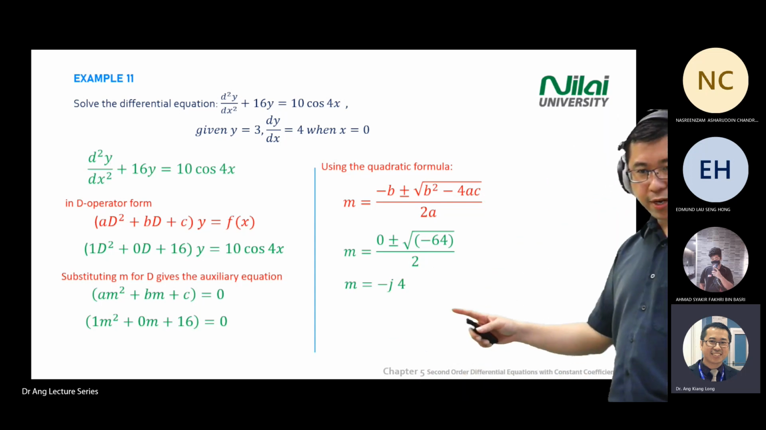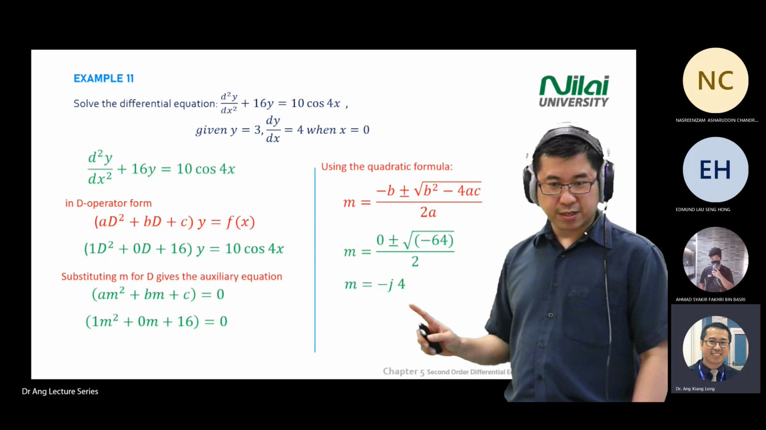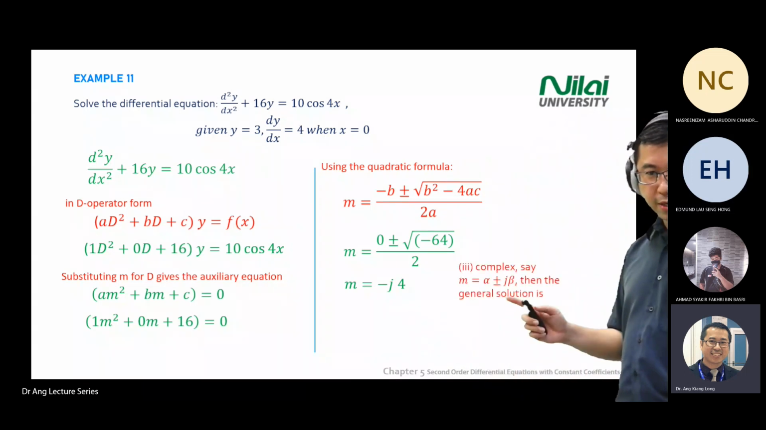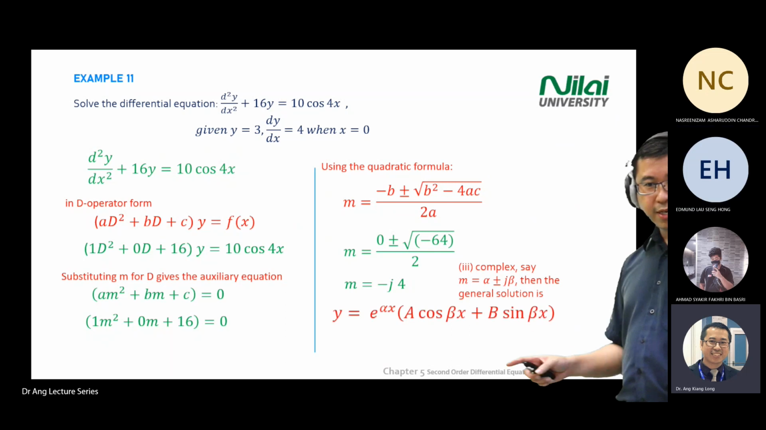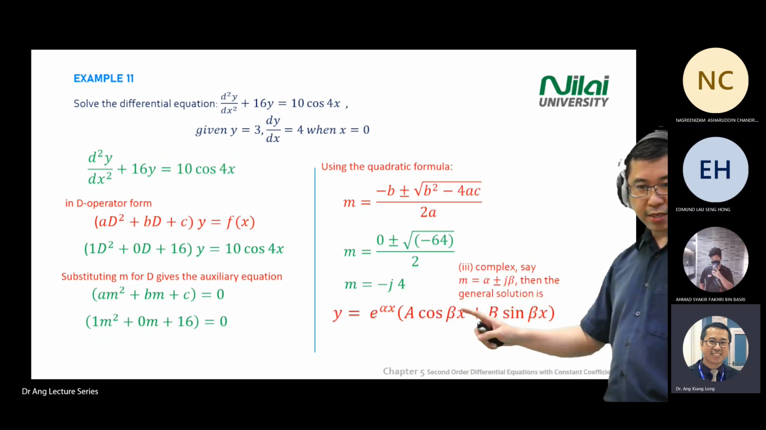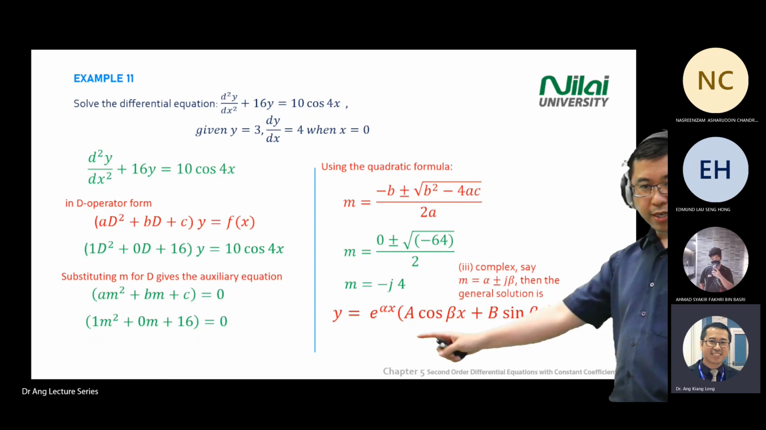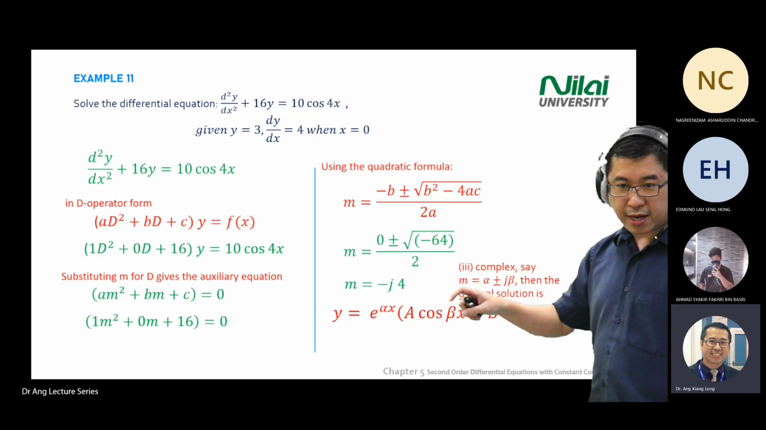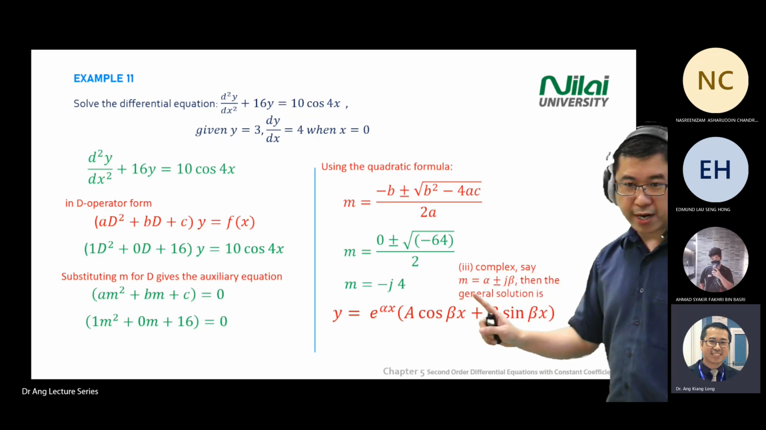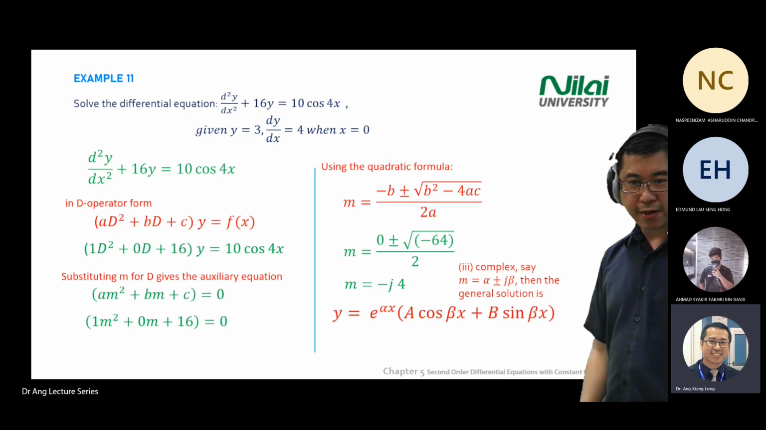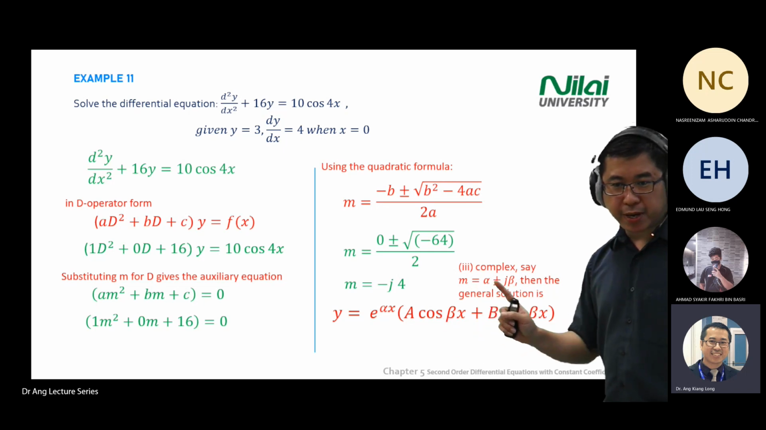Edmund, this one falls under which category? Complex number. Complex number, which is the third one. So you copy the equation: Y equal to e^(αx) something plus something. In this case, you only have alpha. What is your beta? You can look, right? M equal to alpha plus j beta. You compare this format with the answer.